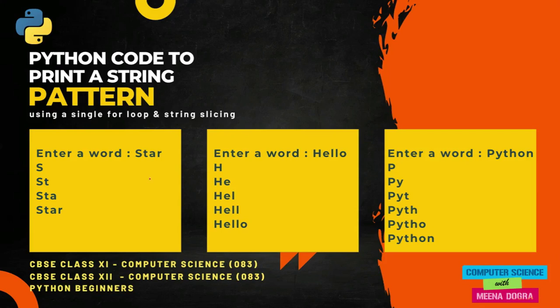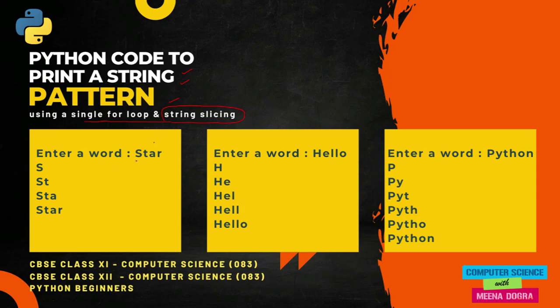Well, in this video, this is the third video in the series of pattern designing in Python, and this is the pattern we are going to take up today. It's Python code to print a string pattern using a single for loop, and this time it's not the replication operator, it's string slicing. Let me first explain the pattern to all of you.